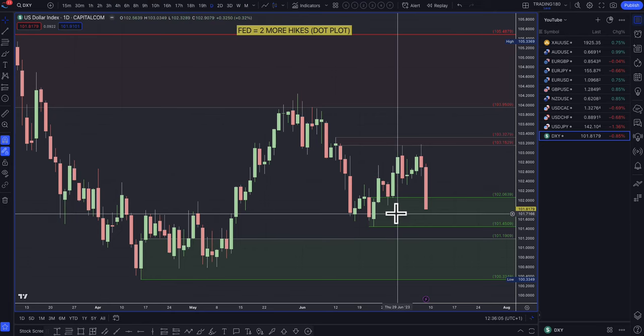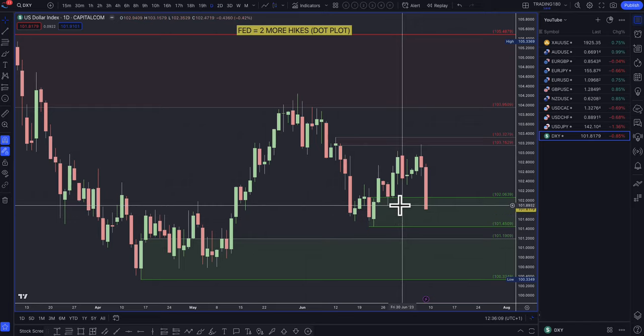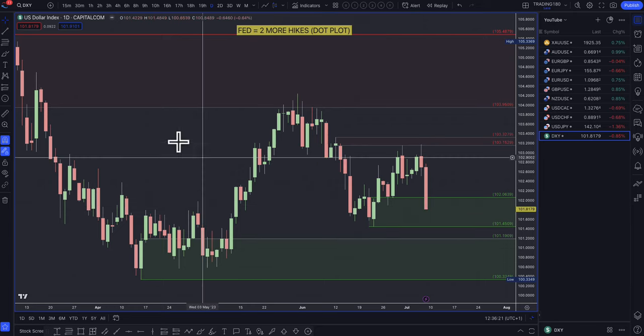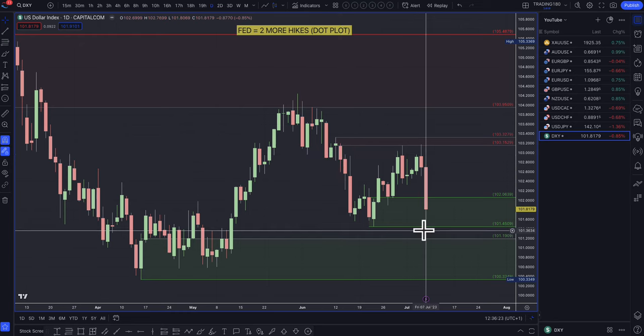Yes, the headline figures weren't great, but I said wage growth was actually still sticky, as well as unemployment data. So the Fed is still looking like they're going to hike at least two more times. So if you are looking to get long, then this is a decent buying opportunity.